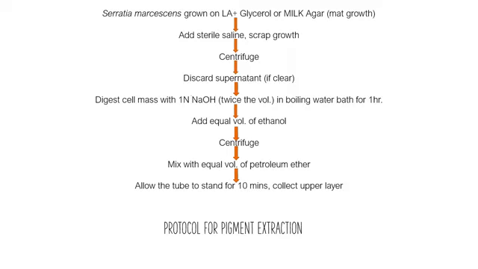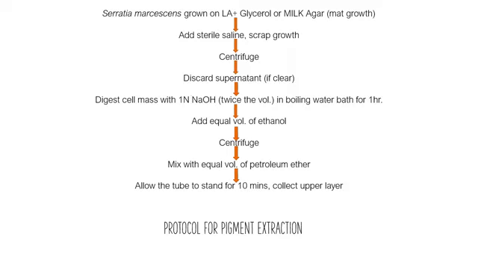Now you need to digest this particular cell mass using one normal NaOH, which should be twice the volume of your cell mass, in a boiling water bath for say 1 hour. Then add equal volumes of ethanol. Now you have digested the cell mass, so as cells are lysed, the pigment produced by the cell is out of the cell. You add ethanol to solubilize the pigment. Now again you centrifuge and get rid of the cell debris.